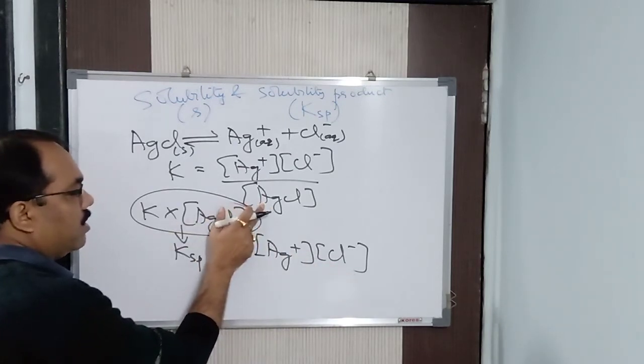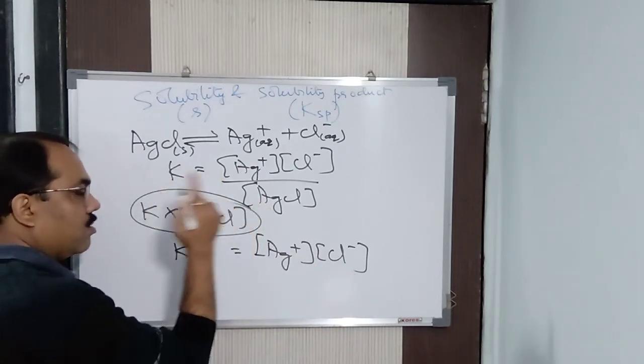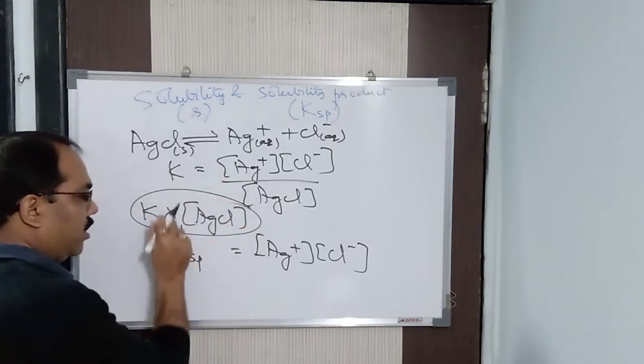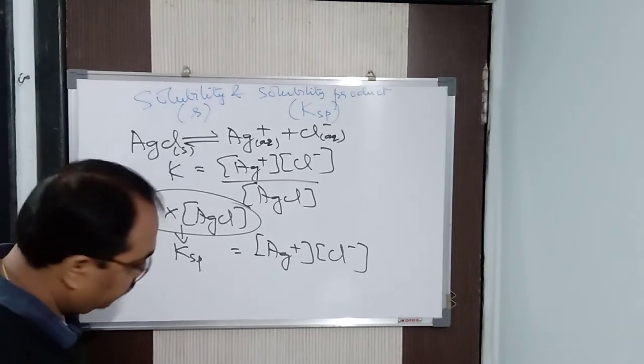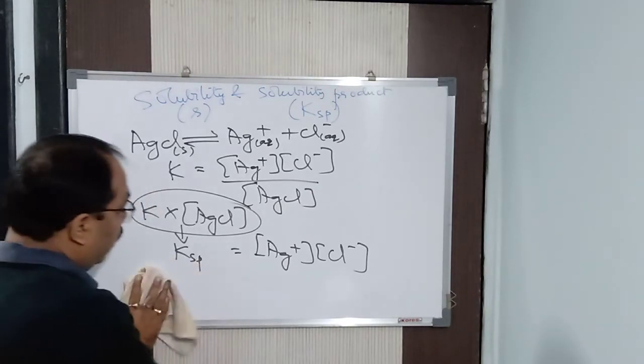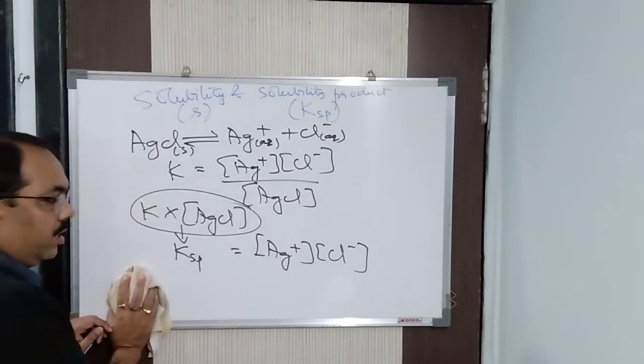Now again I repeat, the concentration of AgCl is a solid. Its concentration remains 1 or unity. Only the term changes, that is KSP. Clear? Now this is for a particular kind of salt I have given you.